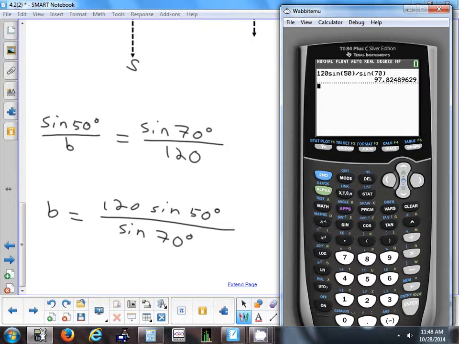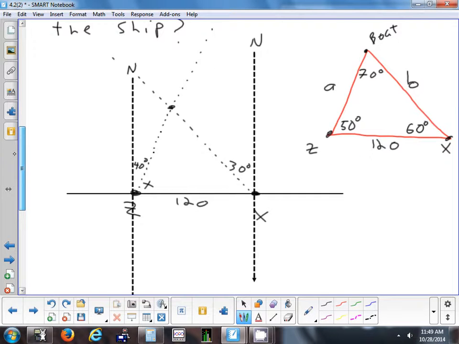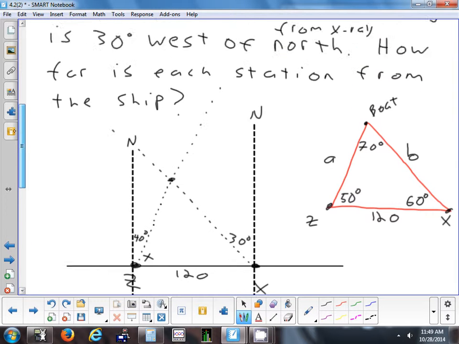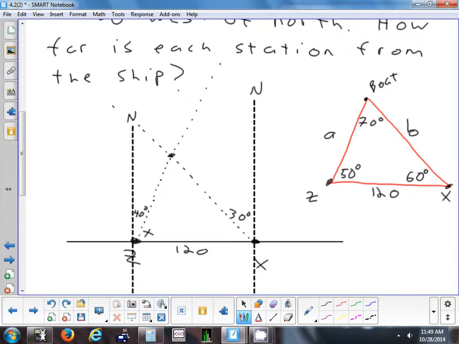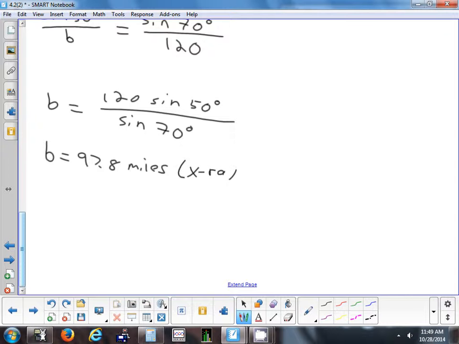Okay, so the first Coast Guard station is, I think we did this in miles, so it's roughly 97.8 miles away. And that, I believe, was the left side, or, oh, that was B, sorry, so that's the distance from X-ray. No, that's the distance from Z. Or, yeah. X-ray, right? Yeah. So we just found side B, so that's X-ray to the boat. Oh, okay. Yep. So we did that. That's good. So X-ray to boat. Okay.